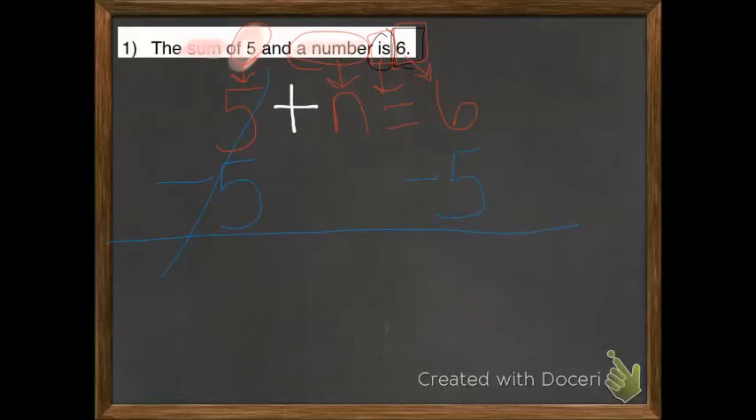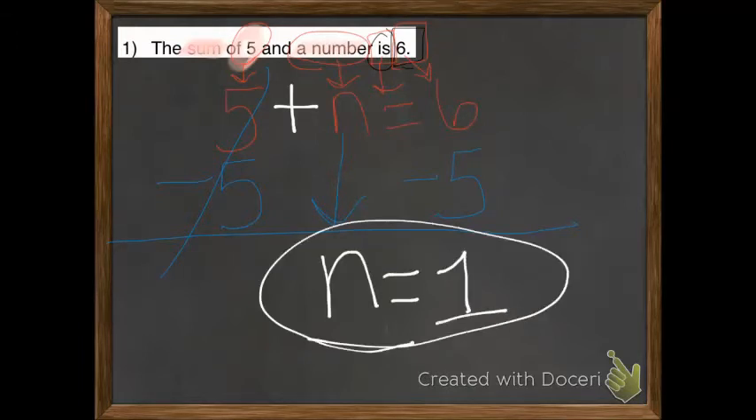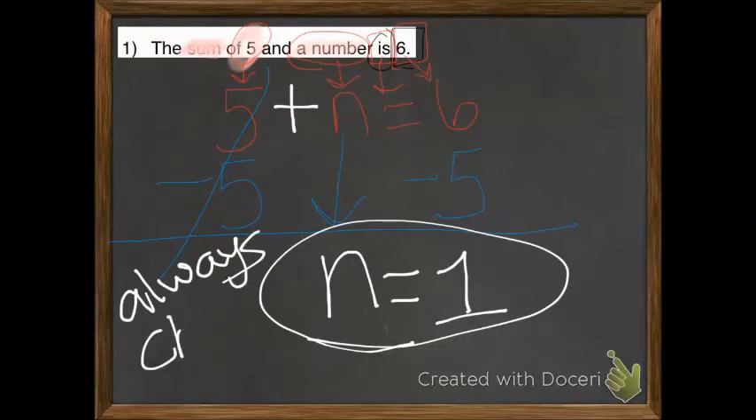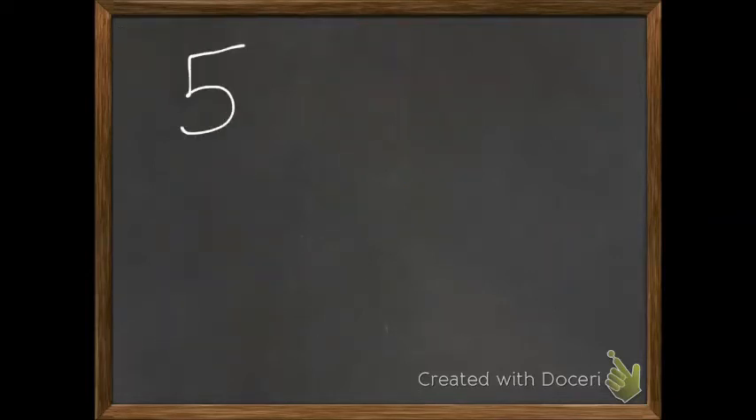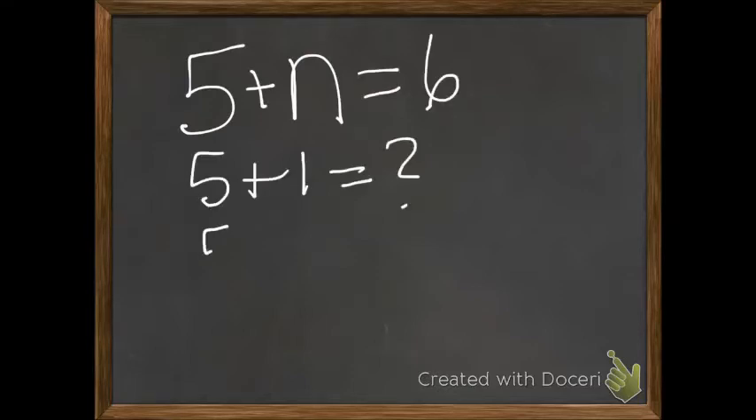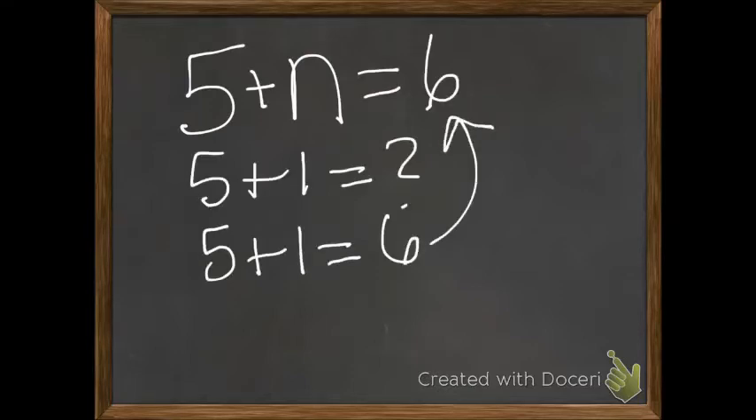To solve this, we're going to subtract 5 from both sides. To keep our equation balanced is why we do it to both sides, and we end up with n equals 1. We always want to check our answer. So to check it, we're going to plug in 1 for n. So we have 5 plus n equals 6. 5 plus 1, what does that equal? 6. It matches, so we know our answer is correct.